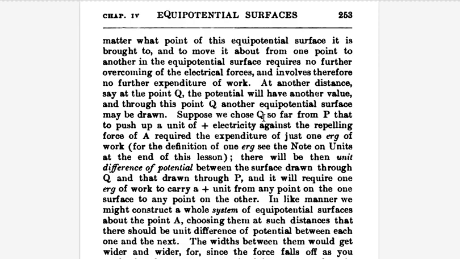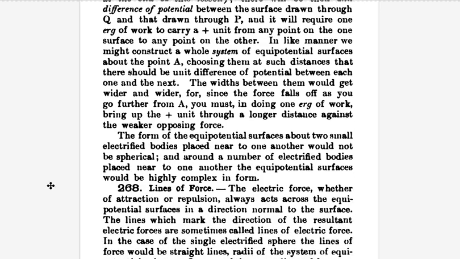Suppose we chose Q so far from P that to push up a unit of plus electricity against the repelling force of A required the expenditure of just 1 erg of work. For the definition of 1 erg see the note on units at the end of this lesson. There will be then unit difference of potential between the surface drawn through Q and that drawn through P, and it will require 1 erg of work to carry a plus unit from any point on the one surface to any point on the other.